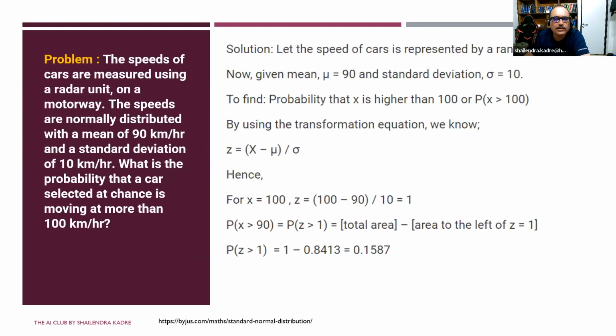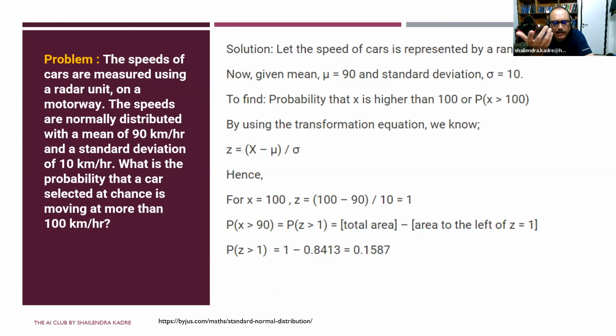Right? So now the next problem. Speeds of cars, we are measuring speeds of cars using a radar unit. The speeds are normally distributed, like measuring the speeds of n number of cars and then plotting them. So they are normally distributed. Mean is given as 90 km per hour and standard deviation is given as 10 km per hour. So mu is given, sigma is given. What is the probability that a car selected at random, that the police is selecting, is moving more than 100 km per hour?